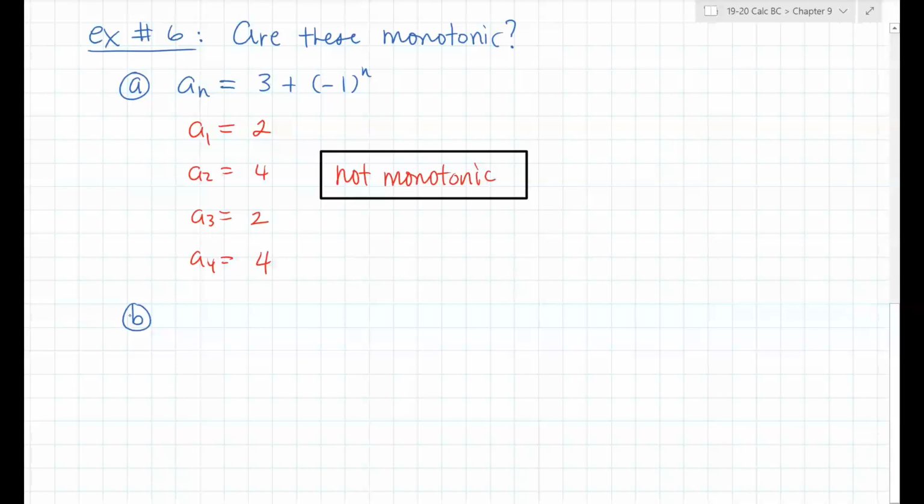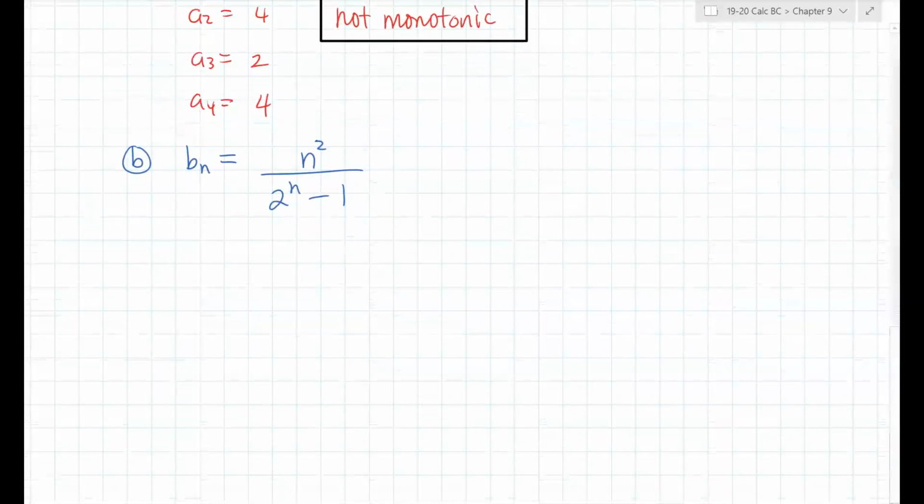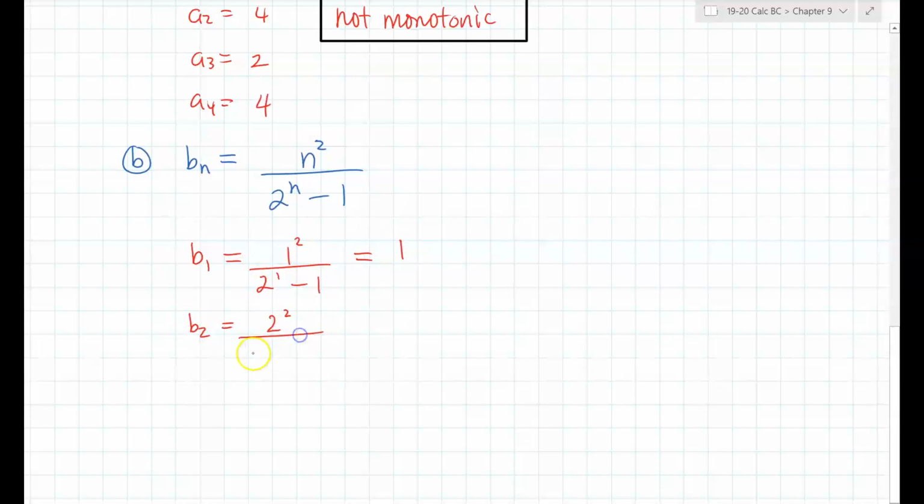So we'll try b sub n equal to n squared over 2 to the n minus 1. I have some of these answers, so don't worry so much about calculating them. B sub 1 is 1 squared over 2 to the 1 minus 1, which is 1. B sub 2 is 2 squared over 2 squared minus 1, that's 4/3 or 1.3. So far the function is increasing. B sub 3 is 3 squared over 2 to the third minus 1, and that becomes 1.28.